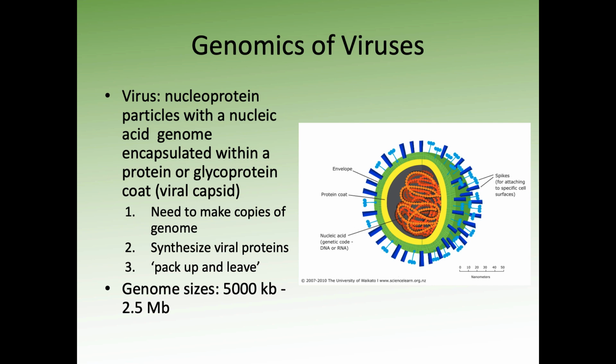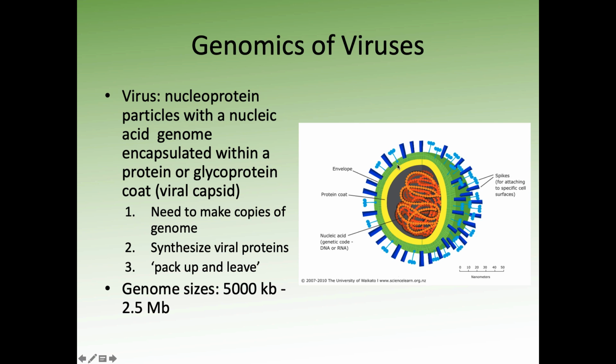Lastly, I want to talk about viruses. Viruses are obviously very much in the news these days. If we think about viruses, we can think about what are viruses? They are basically a nucleoprotein particle that has some sort of nucleic acid genome that's encapsulated by a protein or a glycoprotein coat, or a viral capsid. And so it has a few very simple components to it. It's got the nucleic acid code in the middle, which can be either DNA or RNA. It's got a protein coat around that nucleic acid genome. Then there's the envelope and the spike proteins that are all on the surface of it.